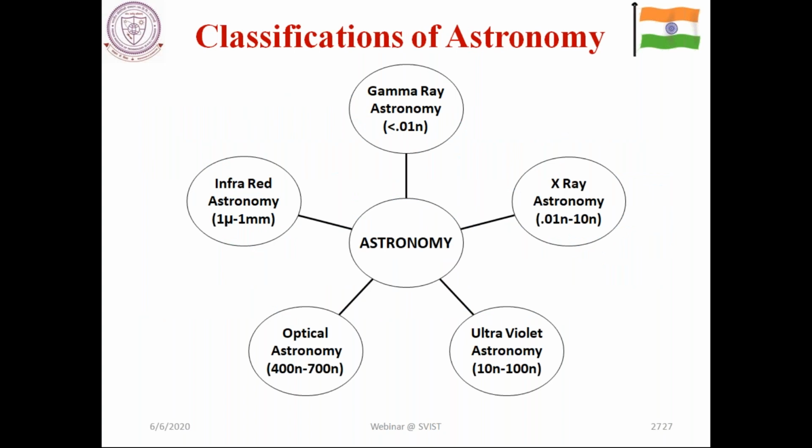Now astronomy has been studied at different wavelengths, as I have told you. You can study at the gamma ray region, infrared region, X-ray region, UV region, or the optical astronomical region, that is our visible spectrum, 400 to 700 nanometers. Now if you look at astronomy, whatever you have studied till date, you know that you need a telescope. Why?